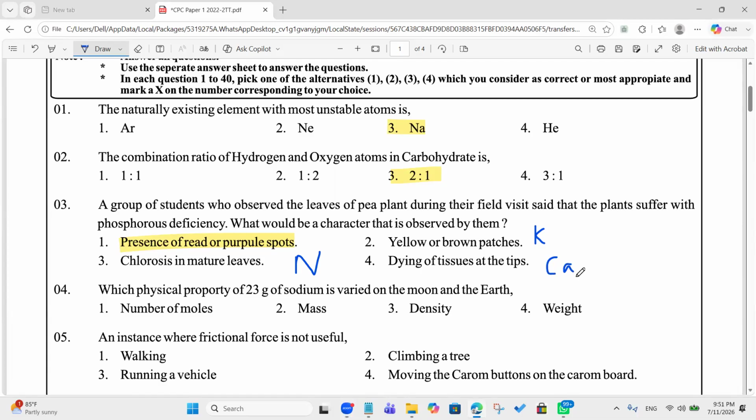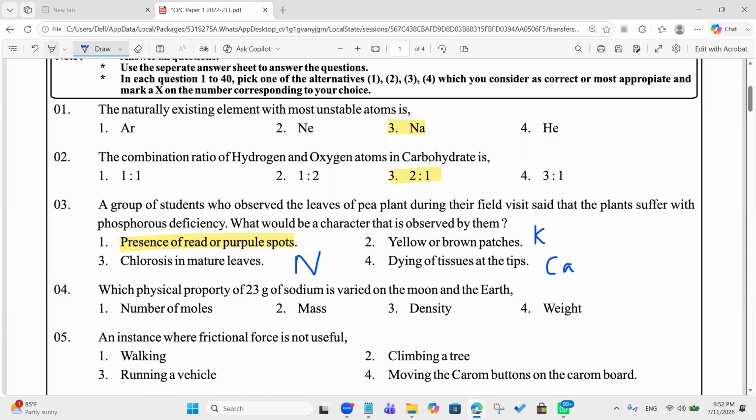And when I was doing this lesson, I told you to draw some diagrams, right? To represent these deficiency symptoms. So we drew such diagrams, right? And you can see those things again and then try to remember. Number four, which physical property of 23 grams of sodium is varied on moon and the earth?